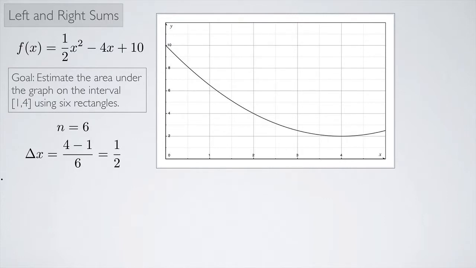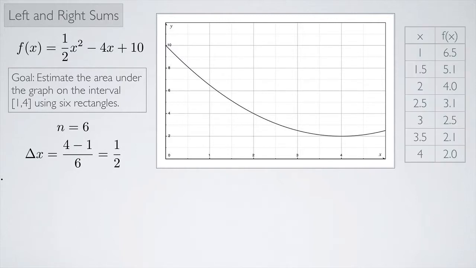Okay, so the first thing that we're going to do is we're going to look at left endpoints. And it would probably help if we had the values of our function that we could plug in to get the height of the rectangles. So here's a table of values for x and then f of x from 1 up to 4 in half-step increments. And now let's look at left endpoints.